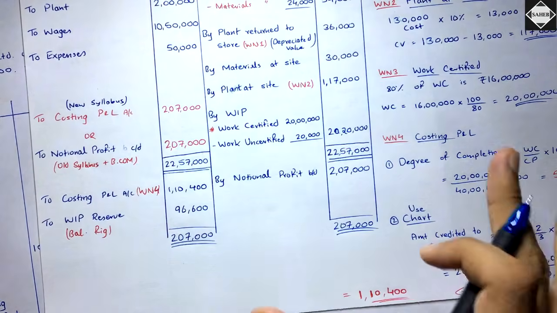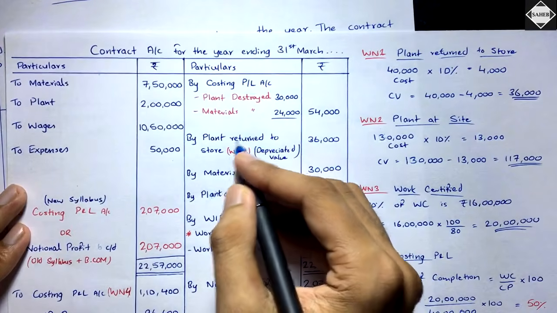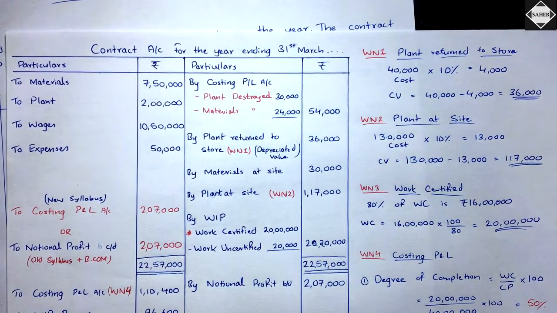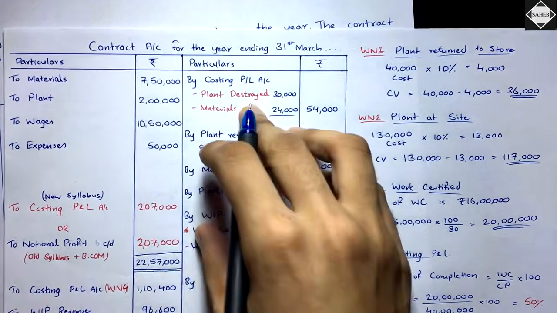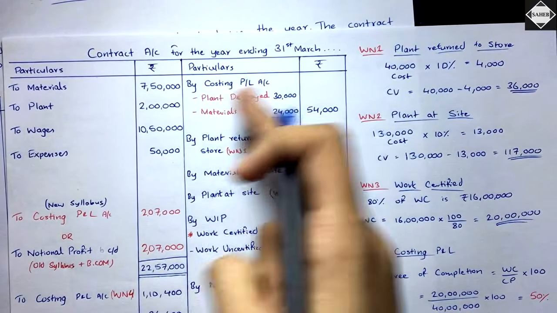You understood all these things, right? It's very simple. Abnormal loss, whatever plant has been returned to the store or is at the site, what you have to do for that? Calculate the written down value. Yeah, that's how you have to do this. Whatever you have put into the contract, whatever has come out of the contract, the income and the closing stocks and the losses, abnormal losses I mean.